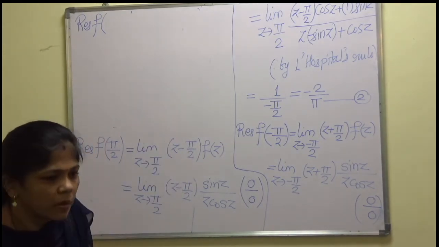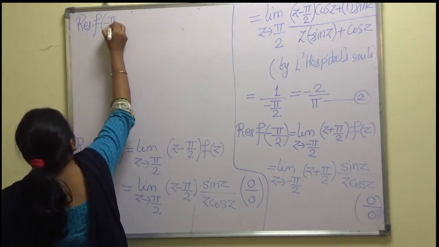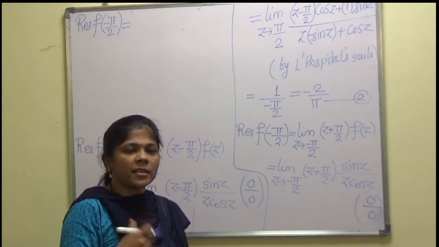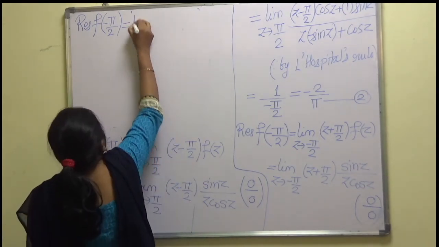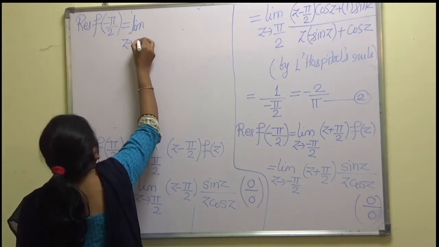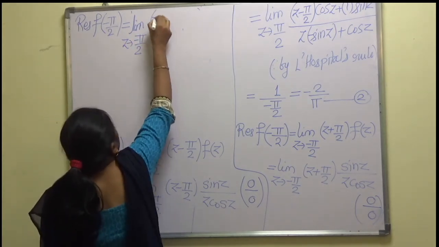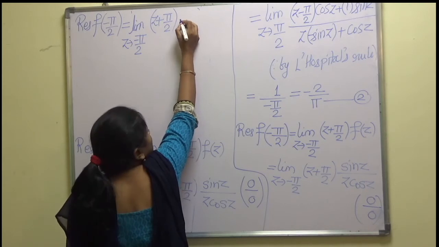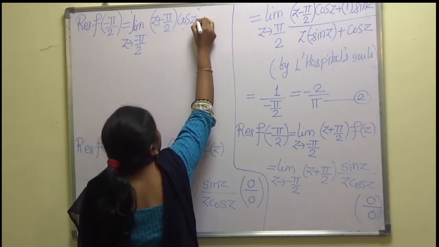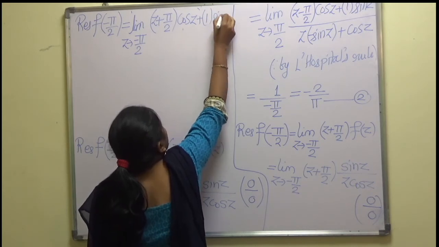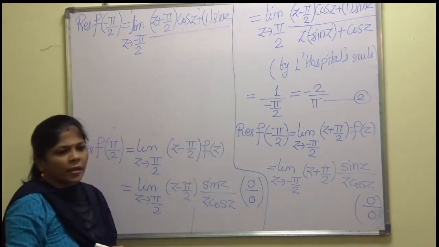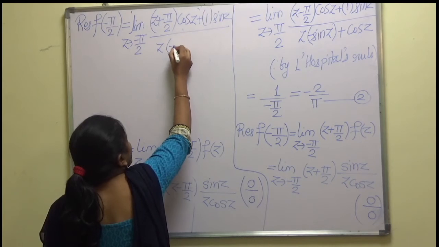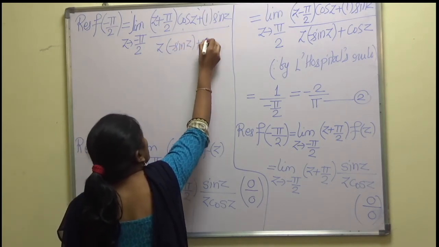So apply L'Hospital's rule. So what we have? Differentiate the numerator by using the product rule, as well as the denominator, independently. So it is the limit as z tends to minus pi by 2 of z plus pi by 2 times the derivative of sin z, which is cos z, plus 1 into sin z as it is. The product rule is over for the numerator. Now let us do it for the denominator. So it is z into minus sin z plus cos z.